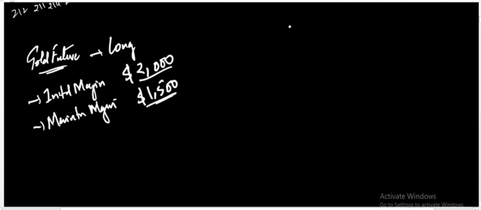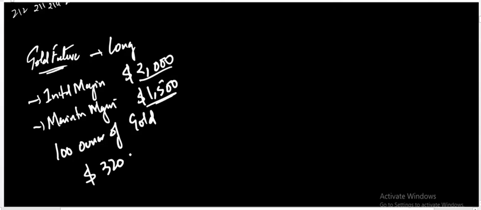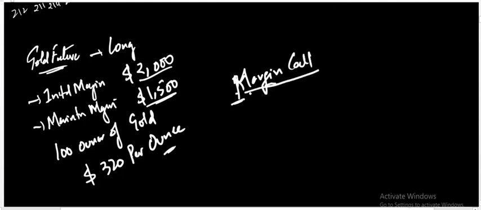Now the minimum contract that can be bought is 100 ounces of gold. A party has entered into a contract to buy at $320 per ounce. Now at what price will there be a margin call? What they are asking is at what price there will be a margin call if the party is long, and at what price if the party is short. See, the difference between the initial margin and the maintenance margin is $500.